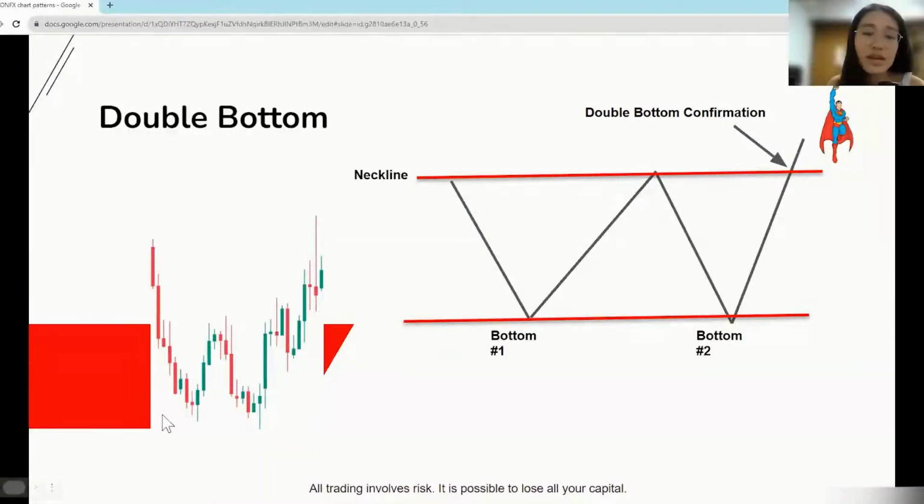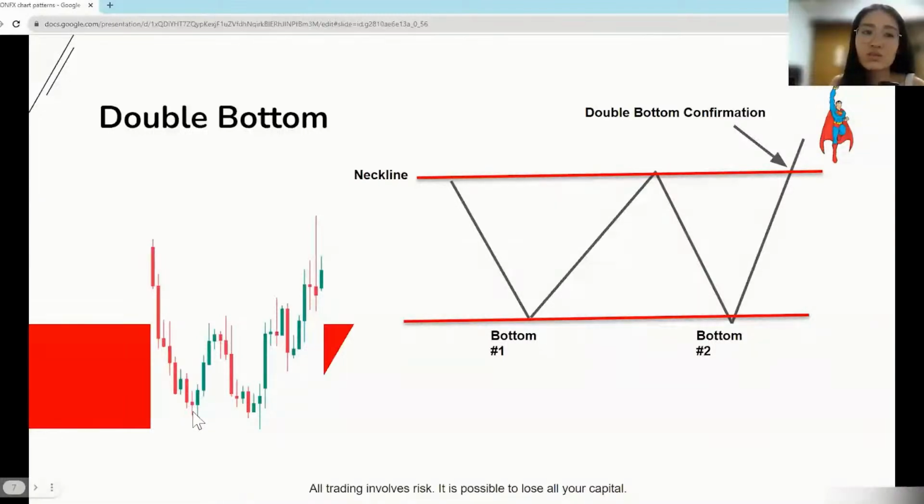Our double bottom has these two, I was going to say heads, but in this case they are kind of swing lows. So our swing lows also form an almost horizontal or horizontal level, and that's what you're looking for over here. It's okay if it exceeds by a little bit, as you can see from our example, but it should be approximately horizontal for you to take note of it.